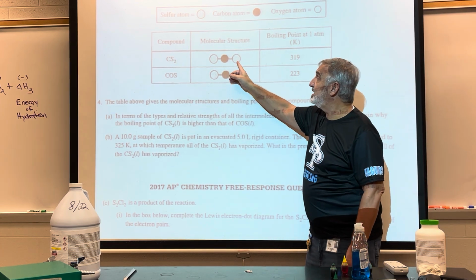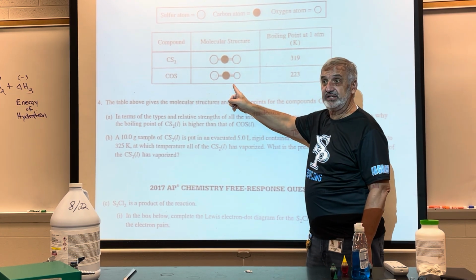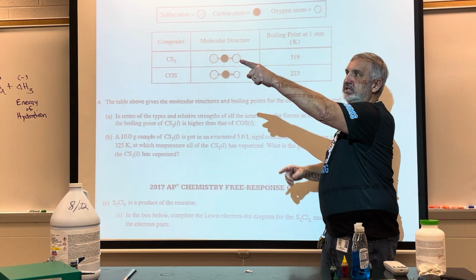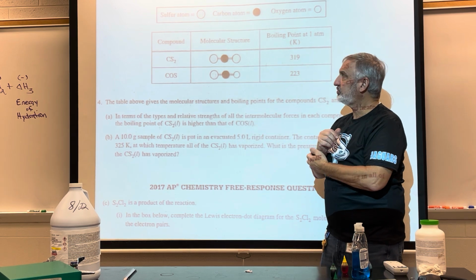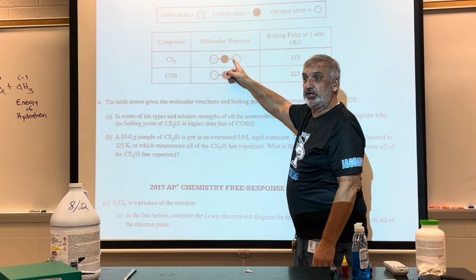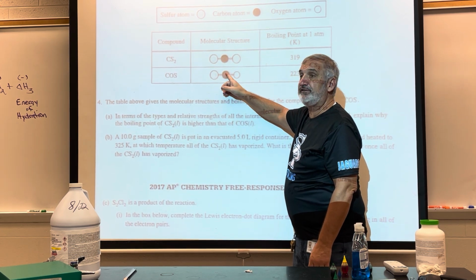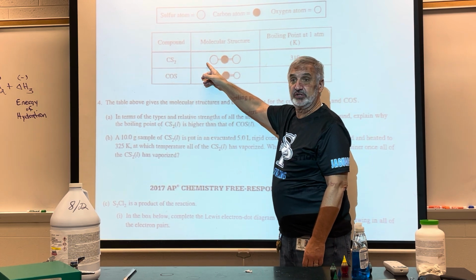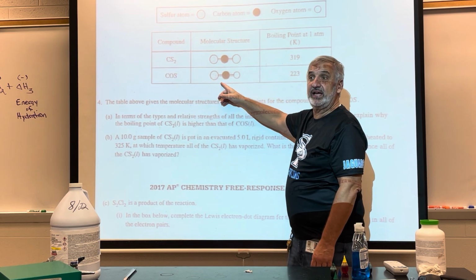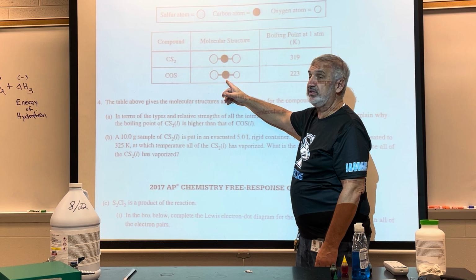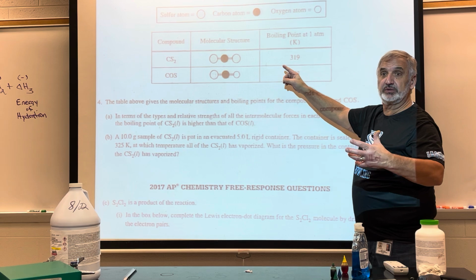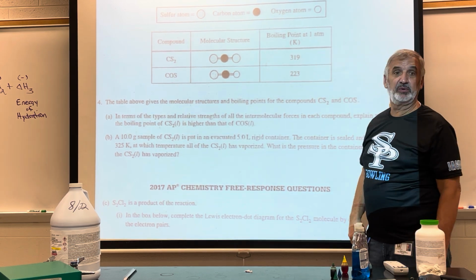So why are these LDFs so much stronger than these LDFs? Because there's a bigger electron cloud. Sulfur is much bigger than oxygen. So CS2 is much larger than COS, therefore its LDFs between molecules are greater than the combined London forces and dipole-dipole interactions between the COS molecules. As a result, it takes more energy to break those molecules apart from one another, and it has a higher boiling point.